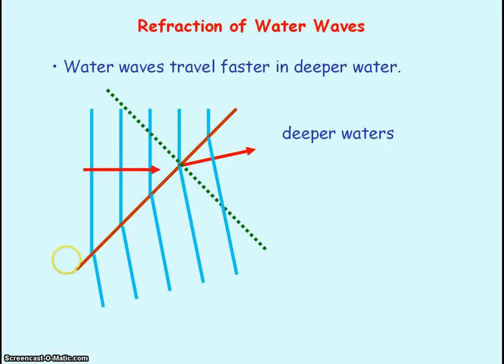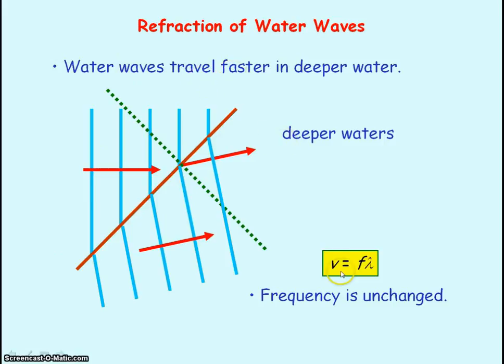And so you can see that again the frequency of the water waves remains the same. However, because wave speed has increased as it goes into the deeper water and frequencies remain the same, then the wavelength must increase, as shown by the increase in the spacing between the wavefronts in the deeper water.